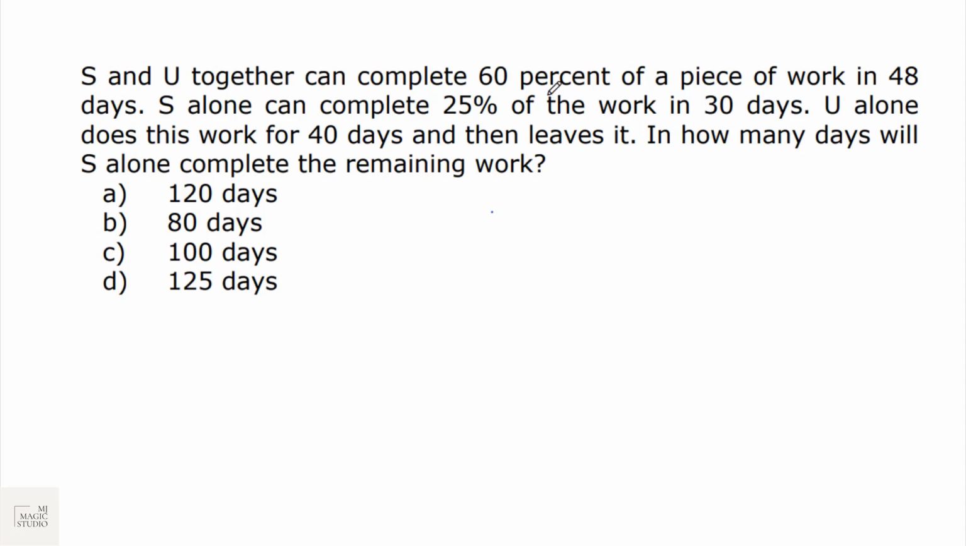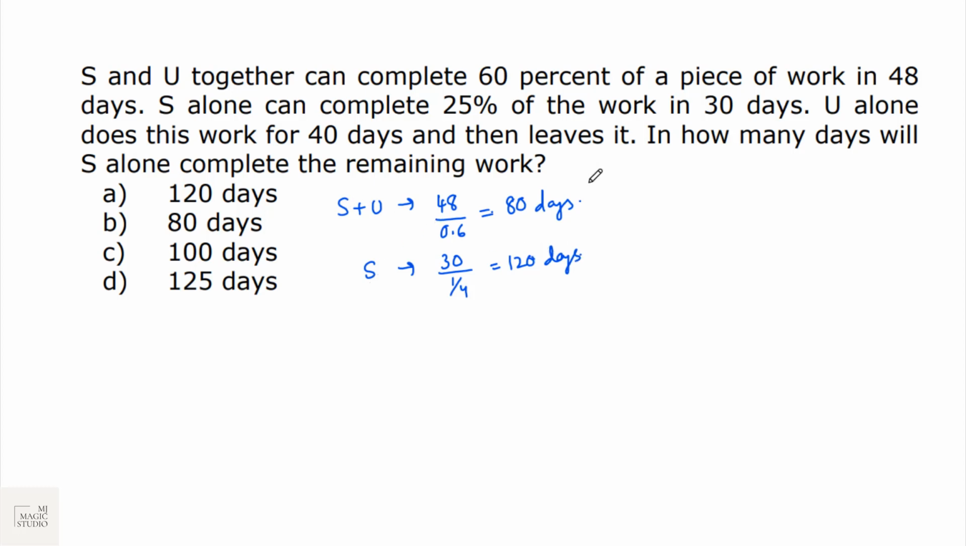S and U together can complete 60% of a piece of work in 48 days. That means S and U, working together, will complete the entire work in 48 by 0.6, that means 80 days. S alone can complete 25% of the work in 30 days. That means the entire work in 30 divided by 1 by 4, that is 120 days.